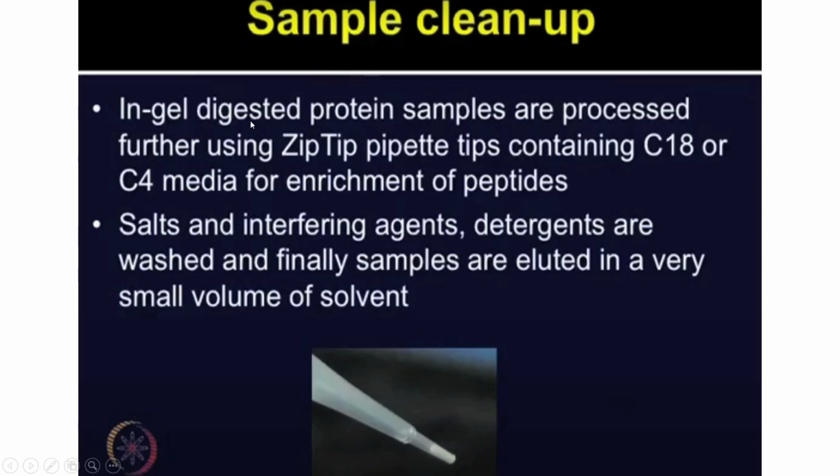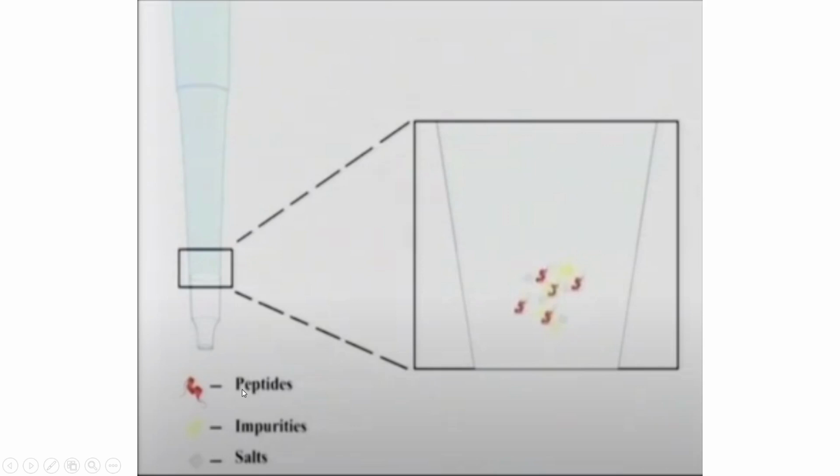So once you have the in-gel digested protein samples after the processing is done, you'll be using zip tip pipette tips containing C18 or C4 media. It will have C18 or C4 media for enrichment of peptides, and salts, interfering agents, and detergents are washed, and finally samples are eluted in a very small volume of solvent. So that's what this zip tip helps in. This will also help you to remove all the salts which are present. So this is how it looks.